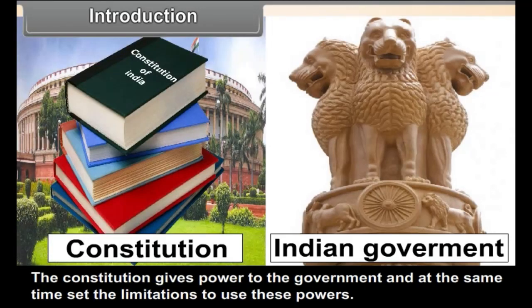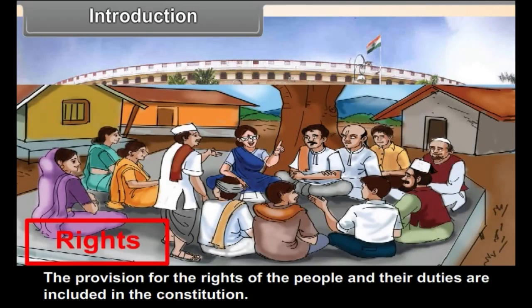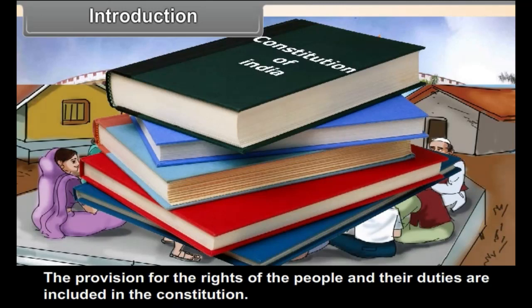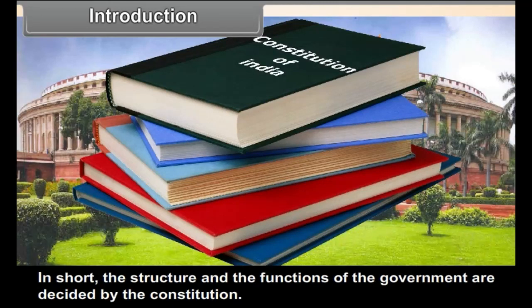The Constitution gives powers to the government and at the same time sets the limitations to use these powers. The provision for the rights of the people and the duties are included in the Constitution. In short, the structure and the functions of the government are decided by the Constitution.